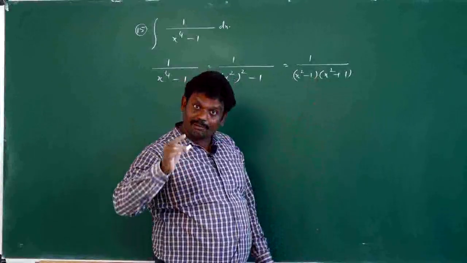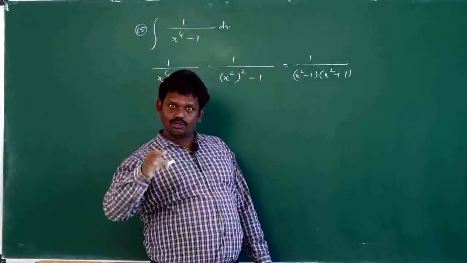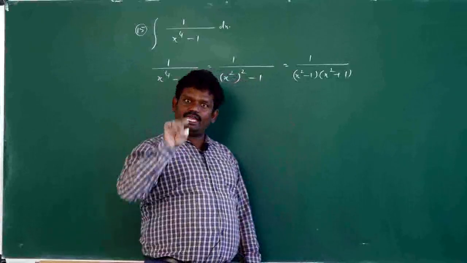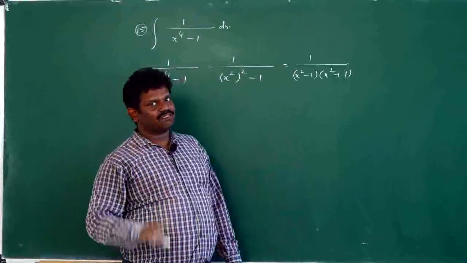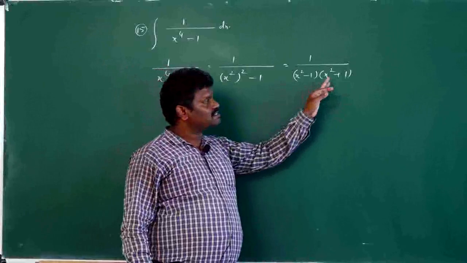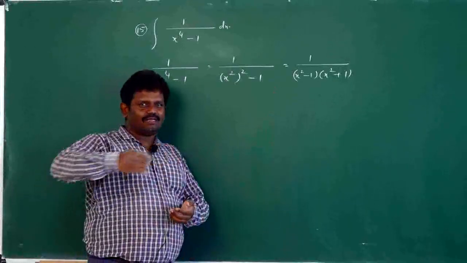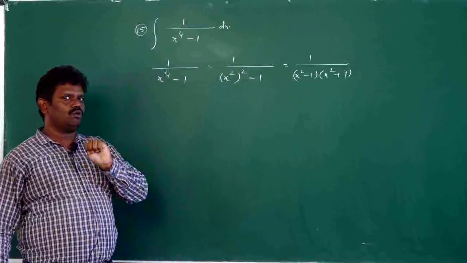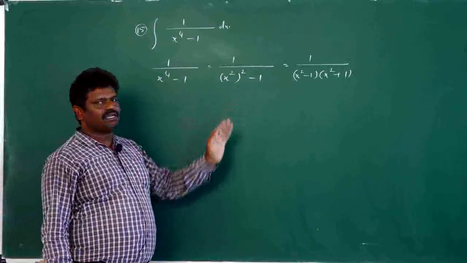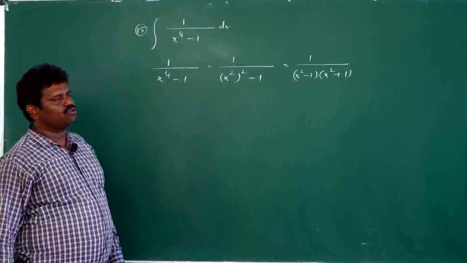These are non-repeated linear factors (x - 1) and (x + 1). Then how do we write it? A/(x - 1) + B/(x + 1) + (Cx + D)/(x^2 + 1). This is a lengthy process if you want to find four unknown variables. So, except that method, we take the substitution method.